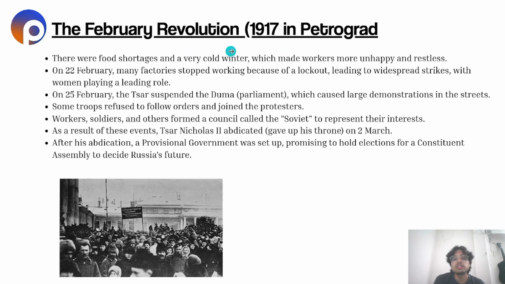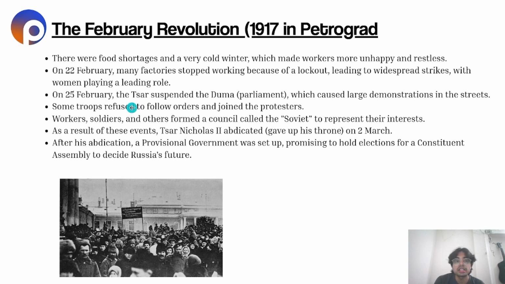Now, the February Revolution took place in 1917 in Petrograd. There were food shortages and a very cold winter, which made workers more unhappy and restless. Everyone was unsatisfied. On 22nd February, many factories stopped working because of a lockout, so people started protesting against the Tsar, leading to widespread strikes, with women playing a leading role. So, women were also leading these strikes.